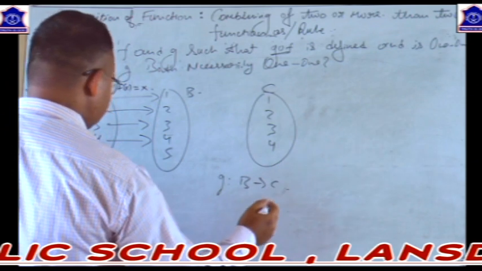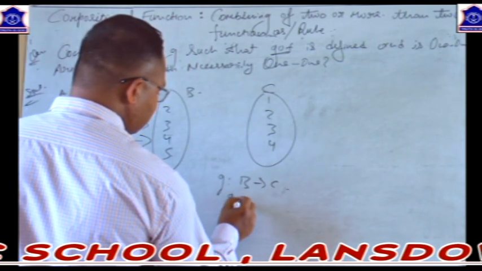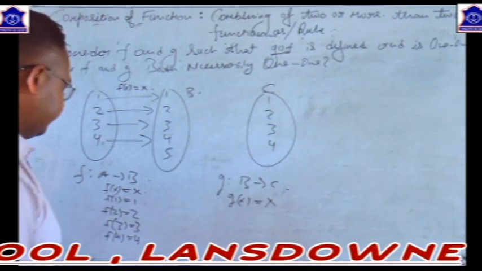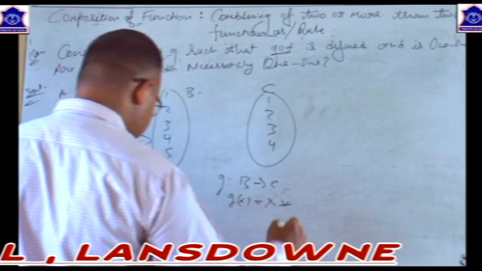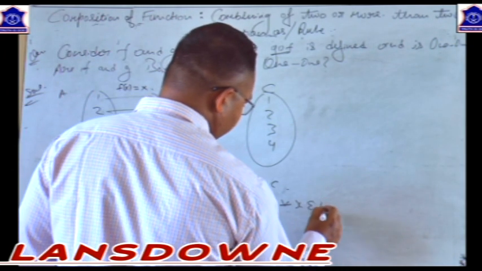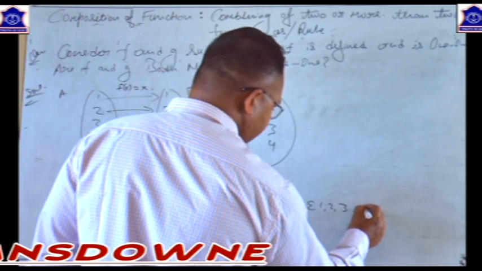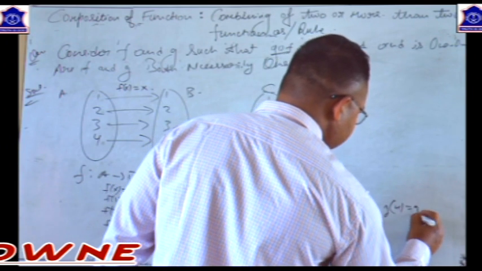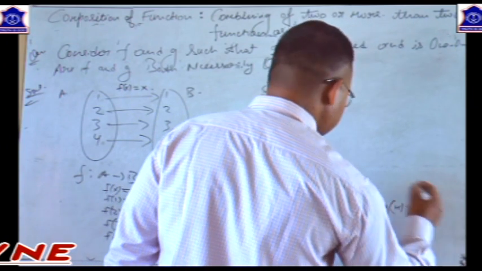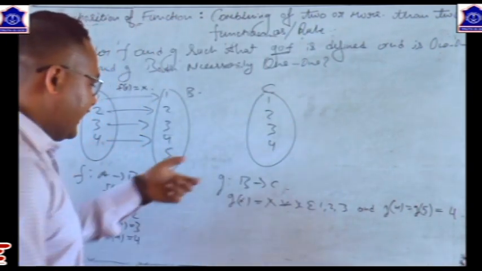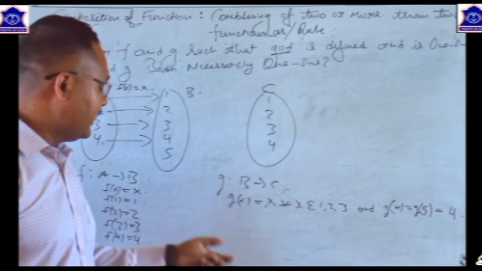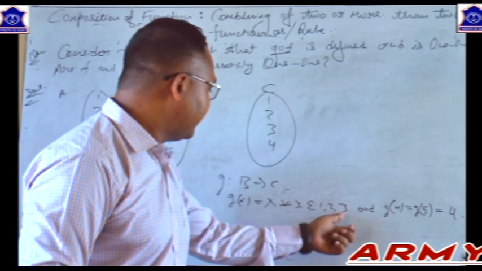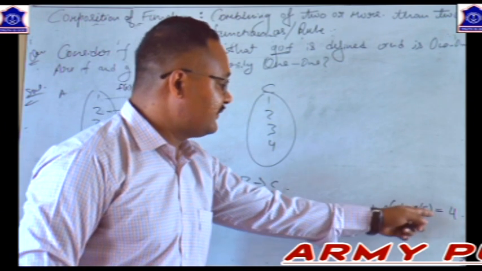It is defined from B to C, and it is defined as g(x) equals x for every x belongs to {1, 2, 3}, and g(4) equals g(5) equals 4. So here the definition of function is given to you, that g is a function from B to C, and g(x) equals x for every x belongs to {1, 2, 3}, and g(4) equals g(5) equals 4.